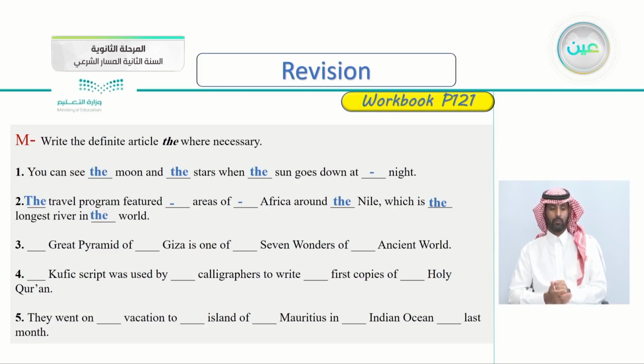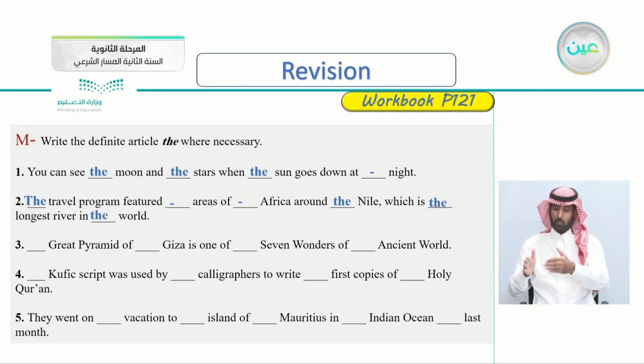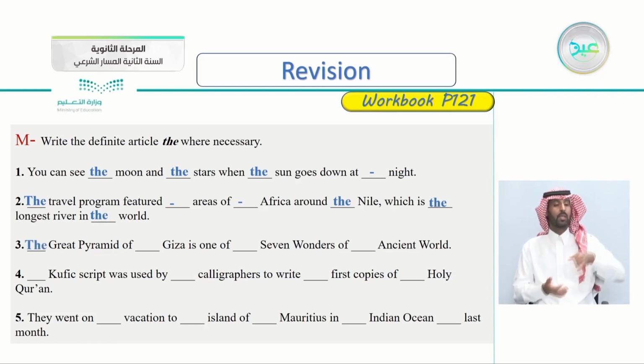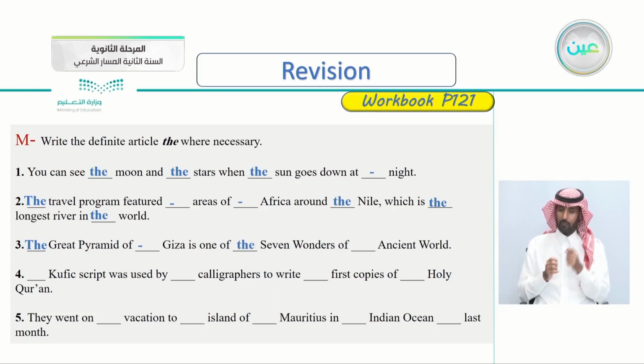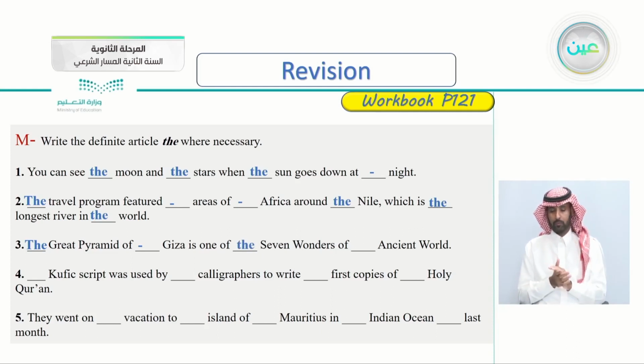Excellent. Number 3, Great Pyramid of Giza. So let's take it from the beginning. Number 3, yes, the Great Pyramid of, do we say the Giza or just Giza? The Great Pyramid of Giza is one of the 7 wonders. Yes, it's well known. So it's the 7 wonders of the ancient world. Yes, the ancient world. Excellent.